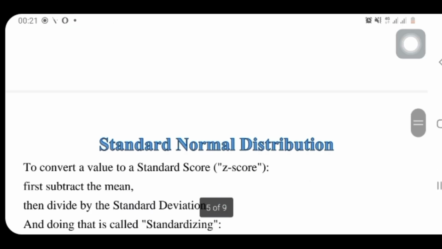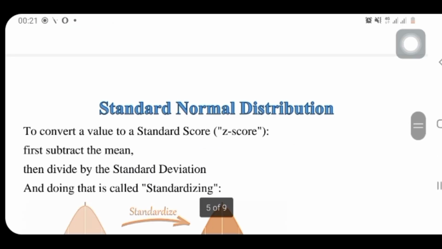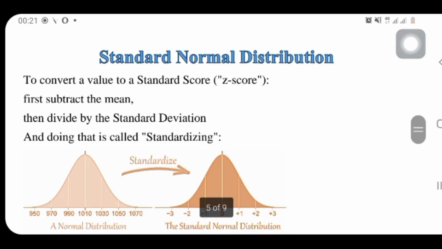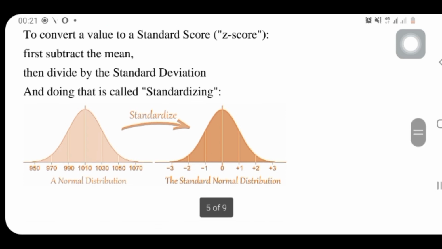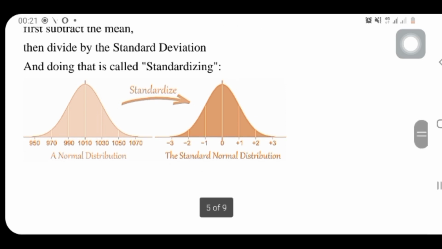Alright, now I'm going to talk about the standard normal distribution. To convert a value to a standard curve, called the Z curve, first subtract the mean, then divide by the standard deviation, and doing that is called standardizing. Now you can see the differences between the normal distribution and the standard normal distribution. The first graph shows before the standardizing, and the second graph shows after the standardizing.